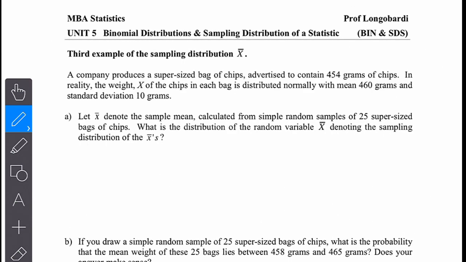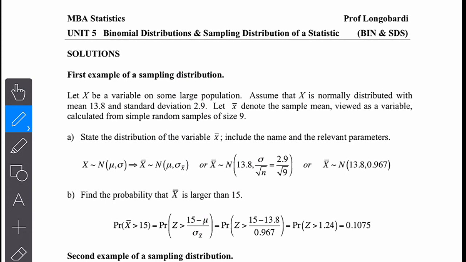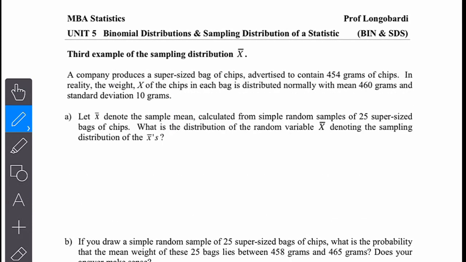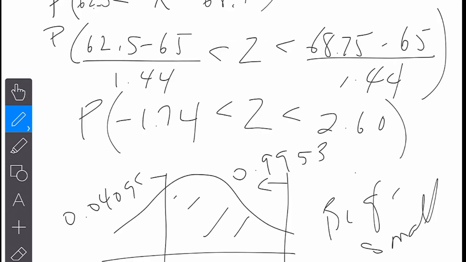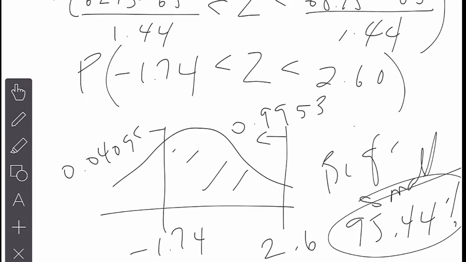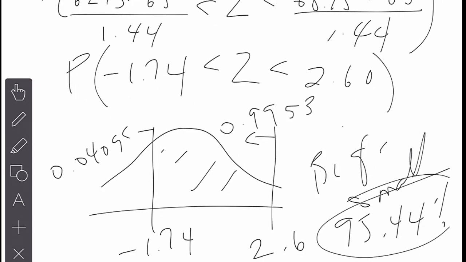I'm just going to verify. So I get the answer as 95.44% when I subtract them. Can you see that? Okay. You take this one, subtract this one, and that is the answer. So that's pretty much it.